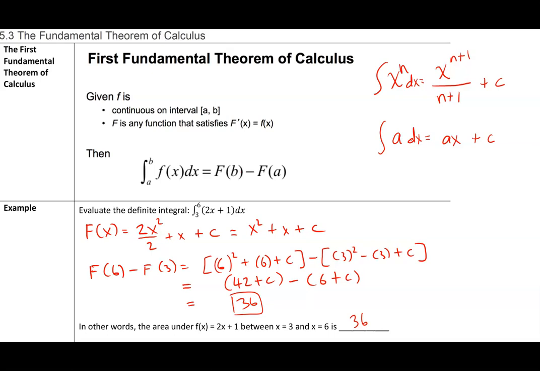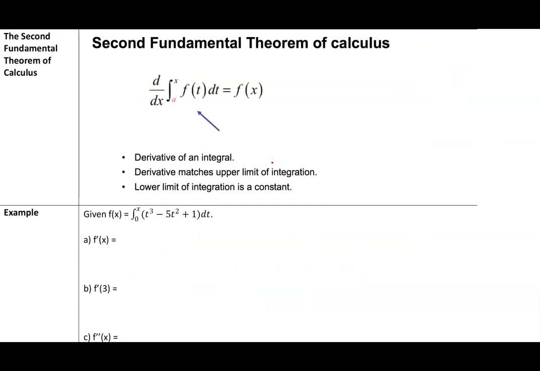And this case, by the way, will always happen where the c's cancel out, because we're always going to get F of b minus F of a, so we're always going to get a c minus c. So the c is always going to go away when we evaluate. All right, so basically we find the antiderivative, and then it's going to be F of b minus F of a over and over again.